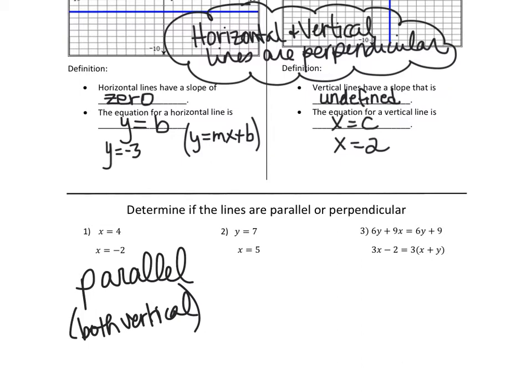Okay, what about y equals 7 and x equals 5? It would be perpendicular. Yeah, these ones are going to be perpendicular because this one is the horizontal, and this one's the vertical. And they're perpendicular.